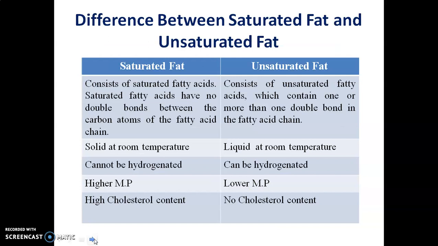Now let us see what is the difference between saturated fat and unsaturated fat. Saturated fat consists of saturated fatty acids. Saturated fatty acids have no double bonds between the carbon atoms of the fatty acid chain, whereas unsaturated fats consist of unsaturated fatty acids which contain one or more than one double bond in the fatty acid chain.